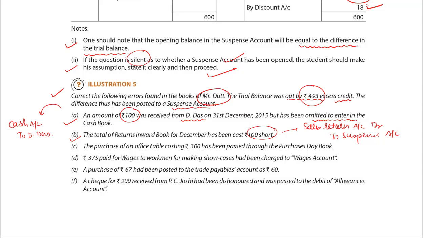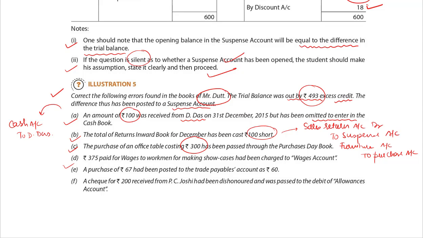Let's start with the C point. The purchase of office table costing 300 rupees had been passed through purchase day book. You had purchased an office table of 300 but passed it through the purchase day book. So instead of debiting furniture, we have debited purchase account. So we will rectify that. We will be debiting furniture account and we will be crediting purchase account.